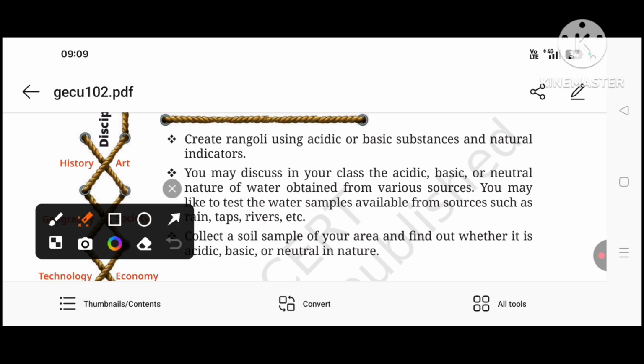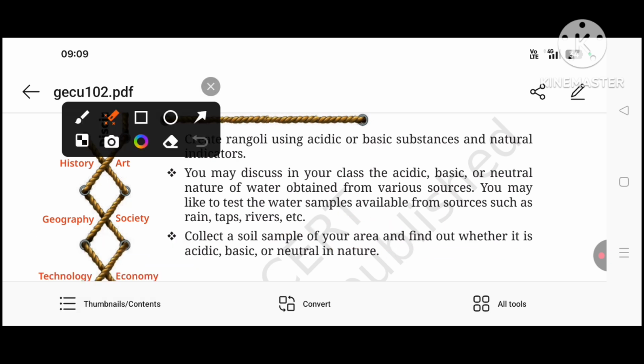Collect a soil sample of your area and find out whether it is acidic, basic, or neutral in nature. You have to do this activity on your own with the help of your parents, grandparents, and teachers. So you must be under the guidance of an adult.